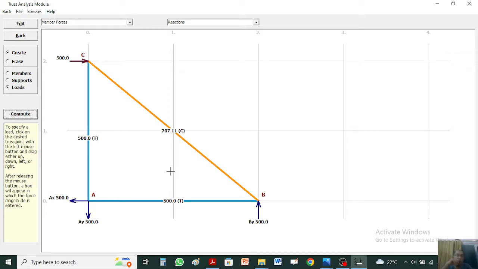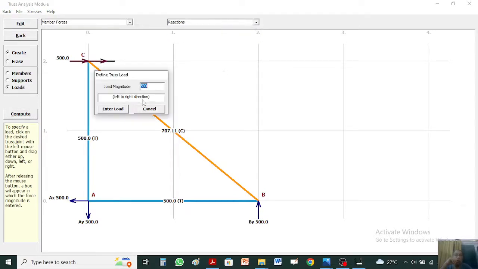Okay, so it has solved it for us. The force in BC, this member, is 707 newtons. The force in AC, the vertical member, is 500. The force in AB, the horizontal member, is 500. These two forces are at the pin supports: AX 500, AY 500, and BY is also 500. And you can see these reaction forces here also, AX, AY, BY.